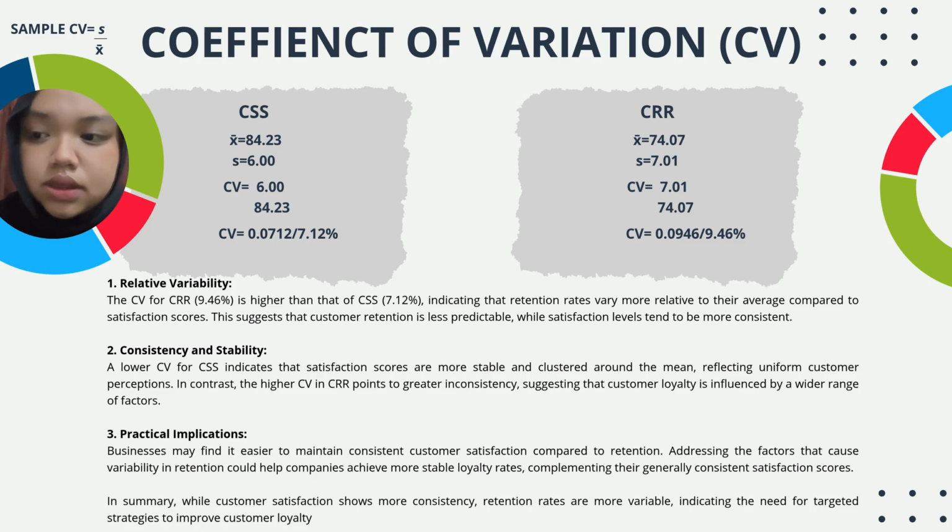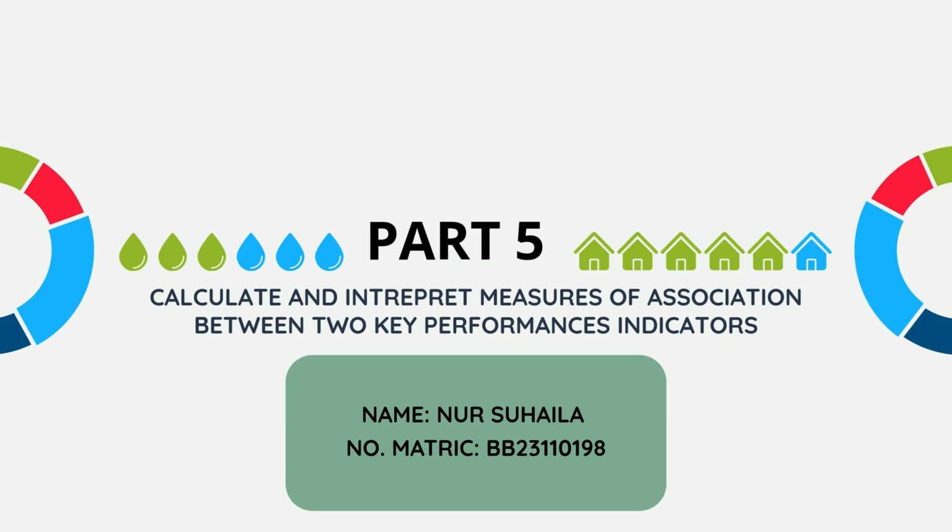Second, consistency and stability. A lower CV for CSS indicates that satisfaction scores are more stable and clustered around the mean, reflecting uniform customer perception. In contrast, the higher CV in CRR points to greater inconsistency, suggesting that customer loyalty is influenced by a wider range of factors.